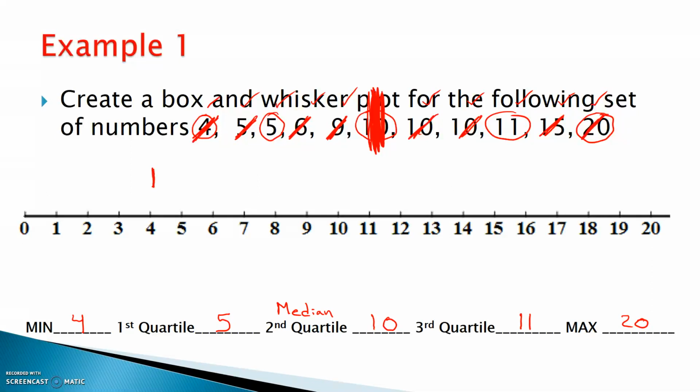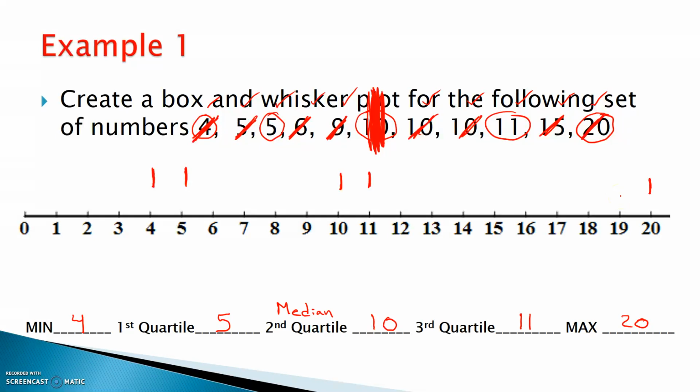The next one I'm going to do is 5. So here we go, 5. The next one was 10, so right up on 10. The next one is 11, so here we go, right on top of 11. And the last one is going to be 20, so all the way out here. All right, so I have all the pieces that I need.